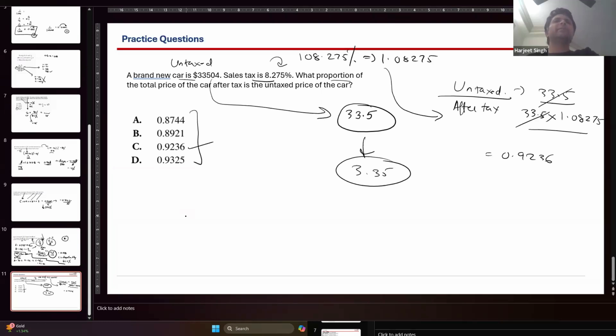And then you're being asked the proportion of total price after tax and untaxed. I think you got confused whether it's untaxed or taxed. Bit vague this was, but this is untaxed.